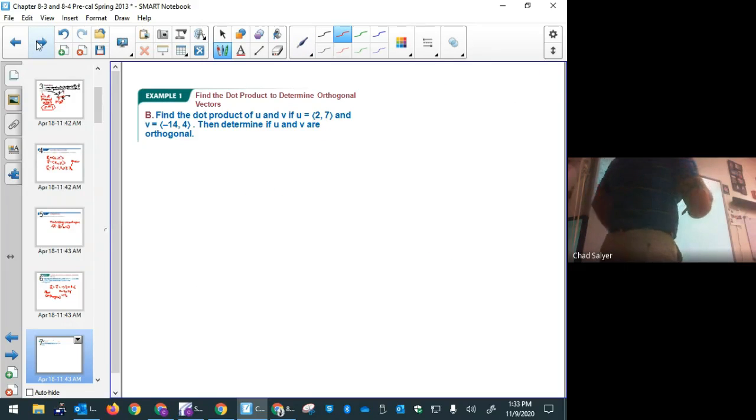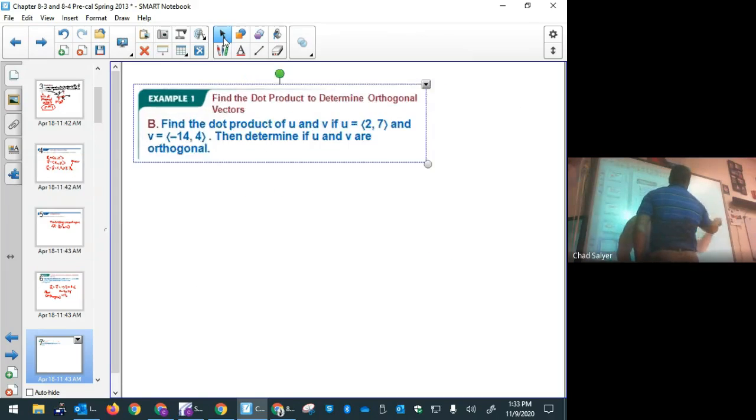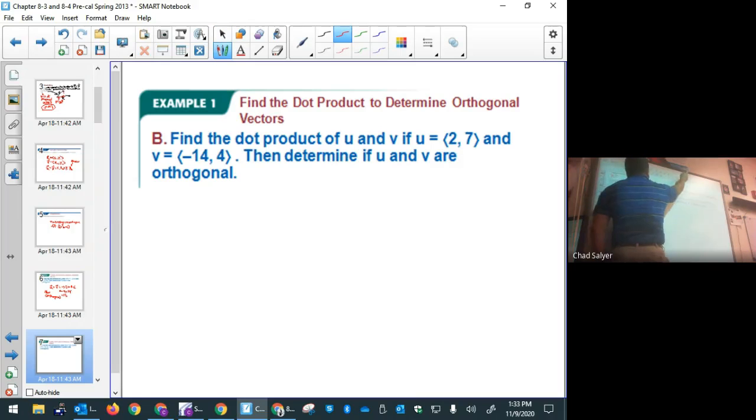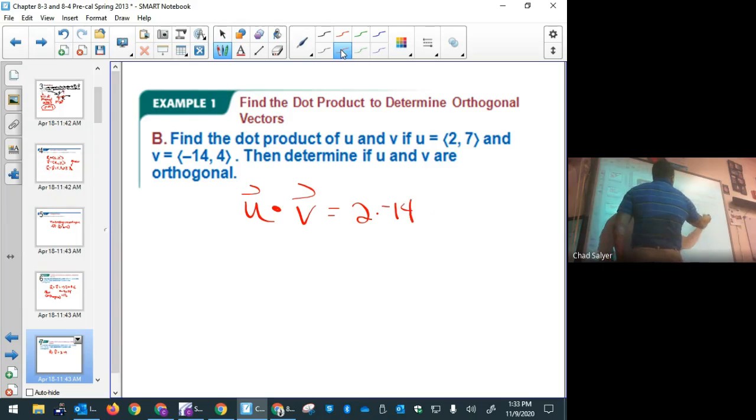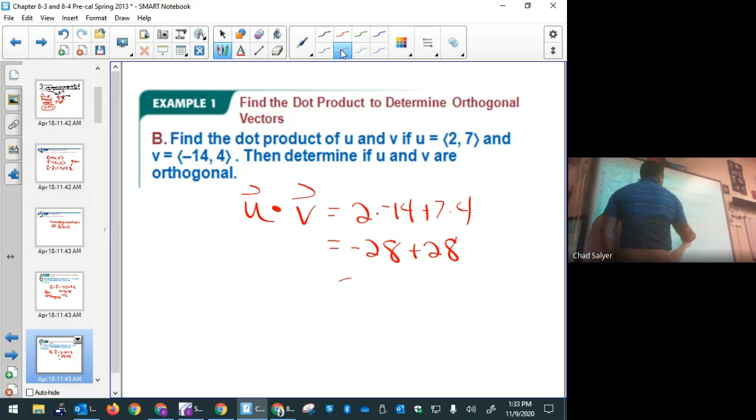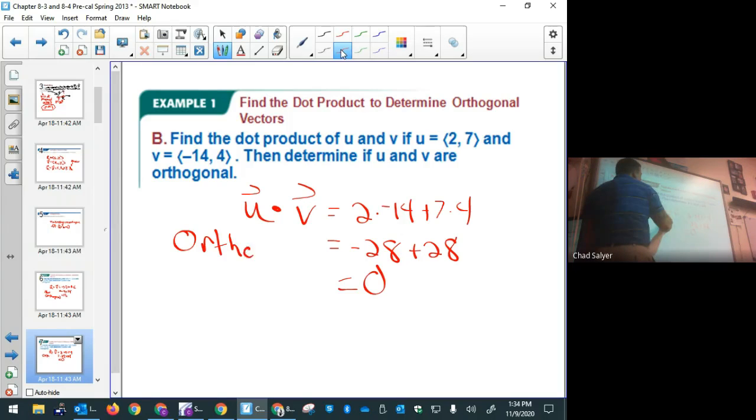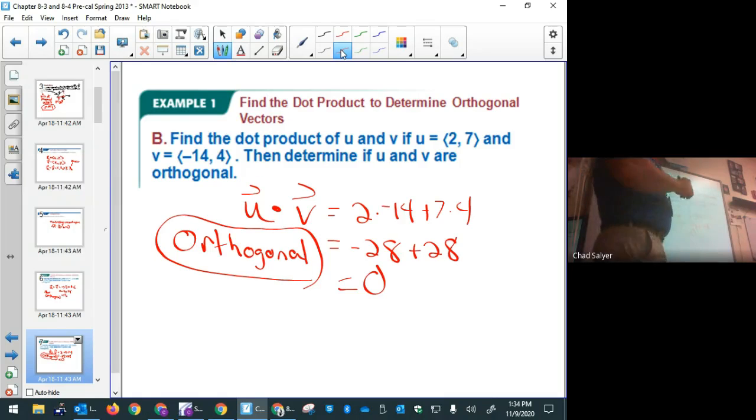So let's do one more. They're pretty quick. So u dot v: 2 times -14 plus 7 times 4. Orthogonal or not, Anna? Indeed, because the dot product is 0, so these two vectors would meet at a right angle.